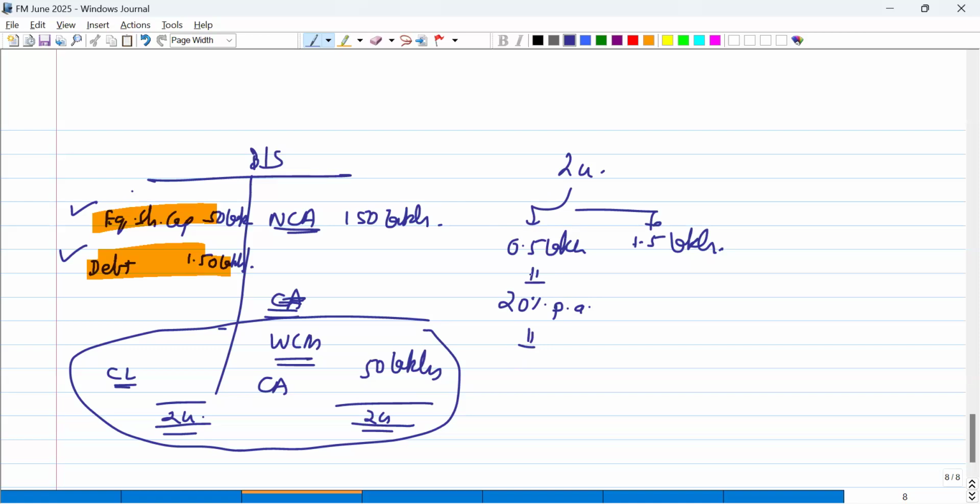Tell me. Do the calculation. 50 lakhs will be 0.5 crores, and 0.5 crores and 1.5 crores, correct? 0.5 crores into 20%. How much is this? Tell me.